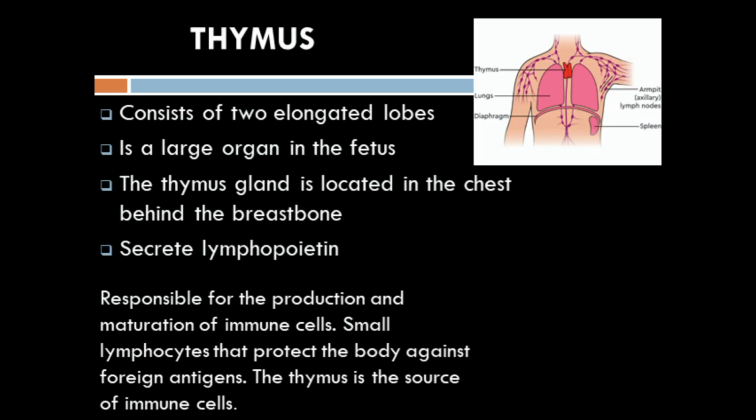This is the diagrammatic representation of bone anatomy, right. And then we'll see about the thymus. It is another example of a primary lymphoid organ. It consists of two elongated lobes and is a large organ in the fetus. The thymus gland is located in the chest behind the breastbone, and it secretes lymphopoietin fluid, which is responsible for the production and maturation of immune cells, the small lymphocytes that protect the body against foreign antigens. So the thymus is a very important organ, the source of the immune cells.